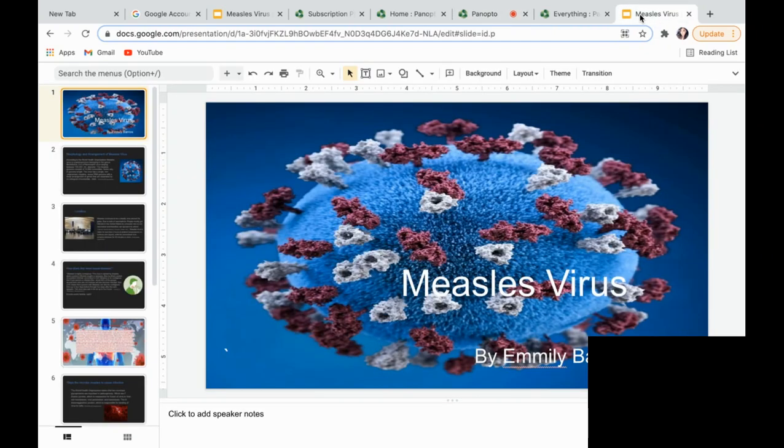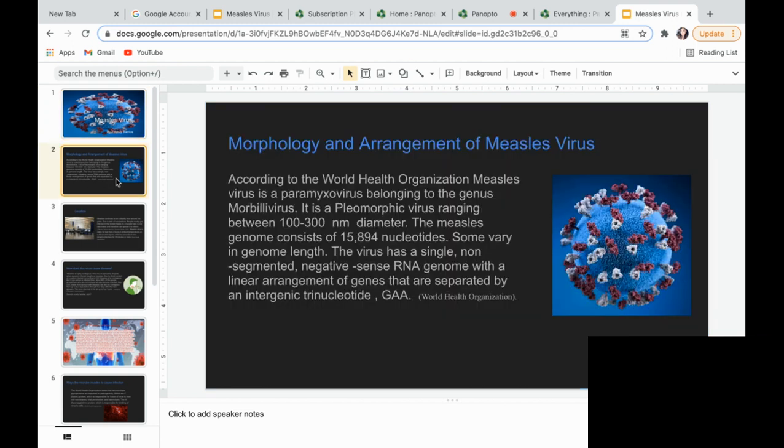Hello everyone. The microbe I chose for this project is the measles virus, the morphology and arrangement of measles virus.